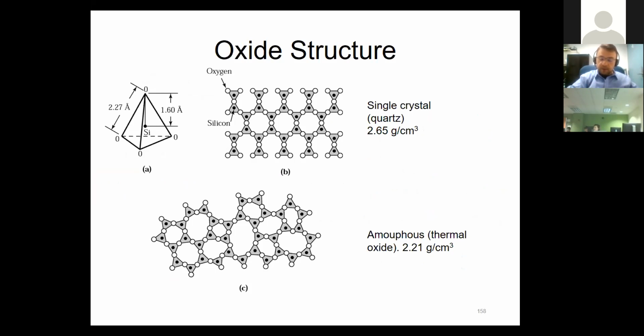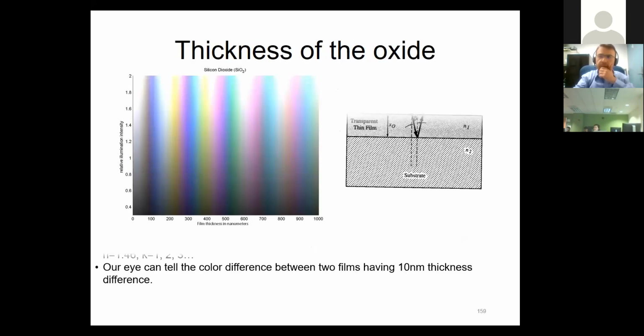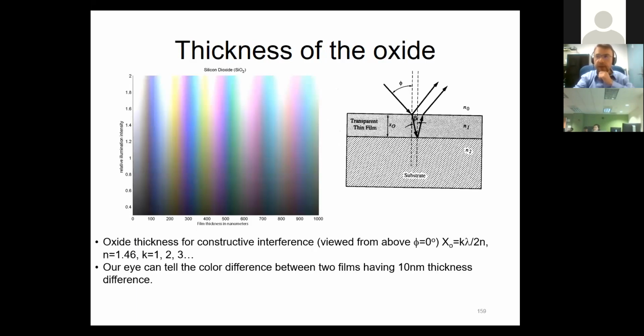Of course, you can have quartz in the crystal structure. That will be a different scenario. I'll be talking about the thermal oxide. This is the situation we have here as the amorphous material. Okay, now we grew our silicon dioxide, or we have thermally grown our oxide, and I think you guys have already gone to the lab to do that.